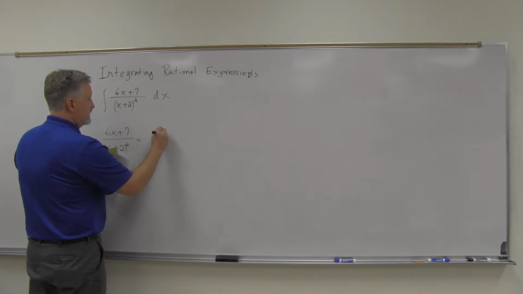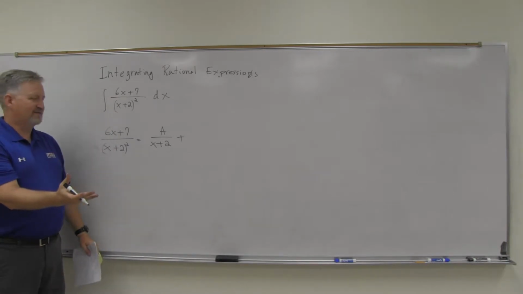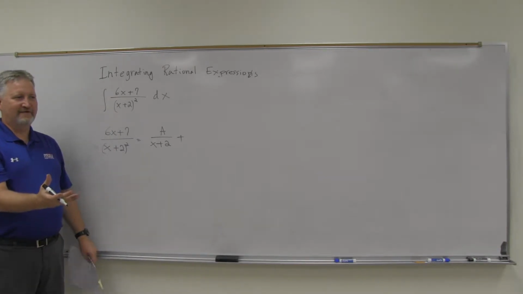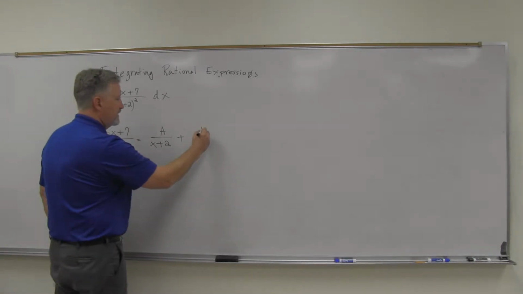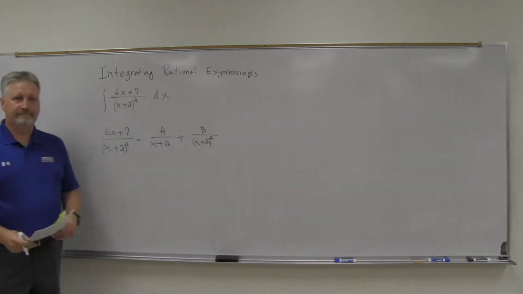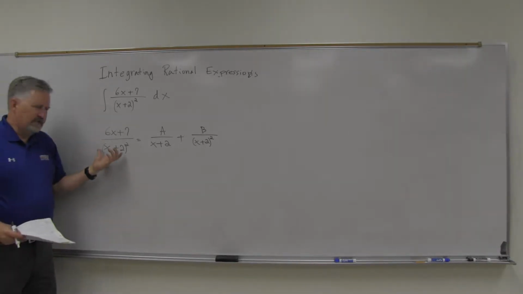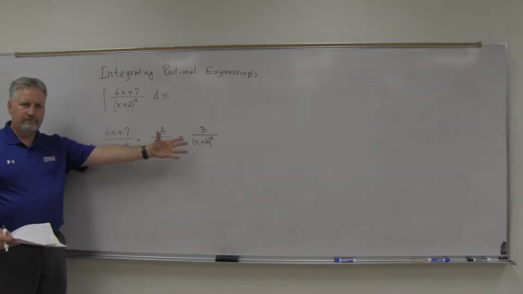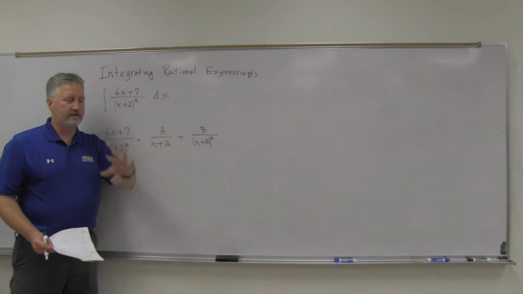So I'm going to need an A over x plus 2. But then the other one is not B over x plus 2, because that would really do nothing for us. You thought through it there. No, the other one I need is B, not over x plus 2, but over x plus 2 squared. Since there's really 2 factors there, I need 2 terms over here. It may not seem obvious why we do that, but it will work out.